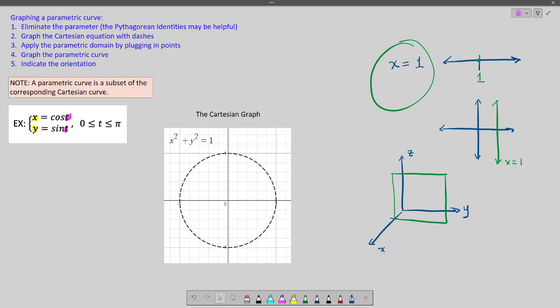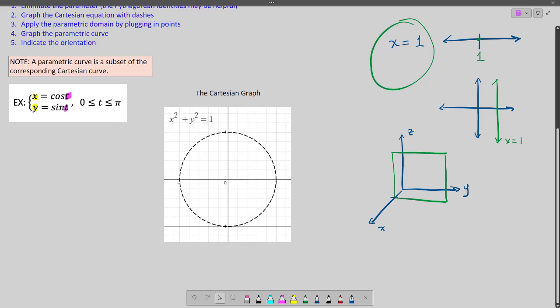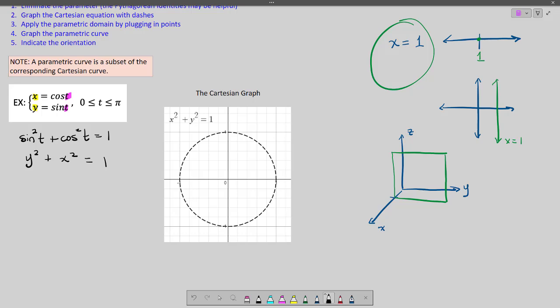And then we'll have the parametric curve, and we can indicate the orientation. So we have to eliminate the t. To eliminate that t, we are going to use the Pythagorean theorem. We know that sine squared of t plus cosine squared of t is 1. Right, that's our Pythagorean identity. Well, we're going to replace the sine of t with y. So we end up with that equation. And we can change the order and put the x's first.